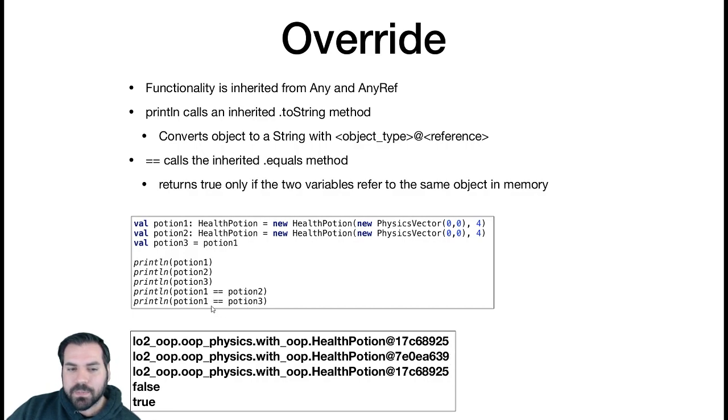These are not equal. Potion1 and potion3, which do refer to the same object, that's going to return true because the references are identical. This is how we're comparing the reference values. The default equals method, which is called by ==, is comparing by reference. This is saying, do potion1 and potion2 refer to the same object in the heap? That's the default behavior of the equals method.